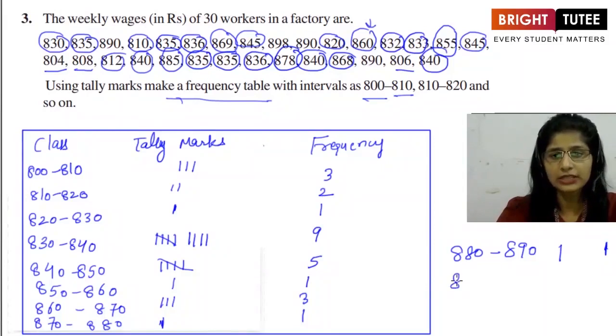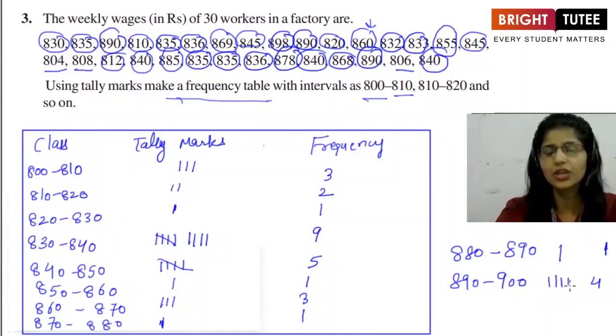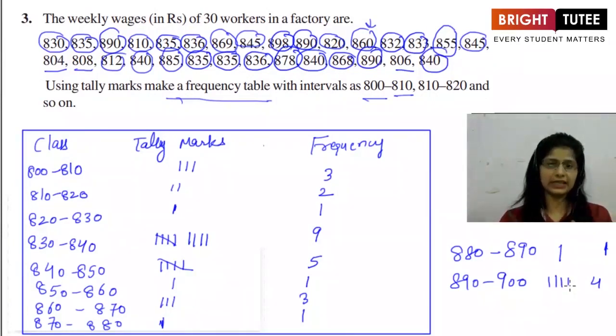The last one is 890 to 900. Okay, so 890 to 900, how many do we have? 1, then 2, 3, and the last one is this one, 4. So we have total 4. So you have to write this data all in one table only, and not like I have written 2 categories outside. So it should come into one table only. Clear? So what we have done, we have formed a frequency distribution table. That was question number 3.